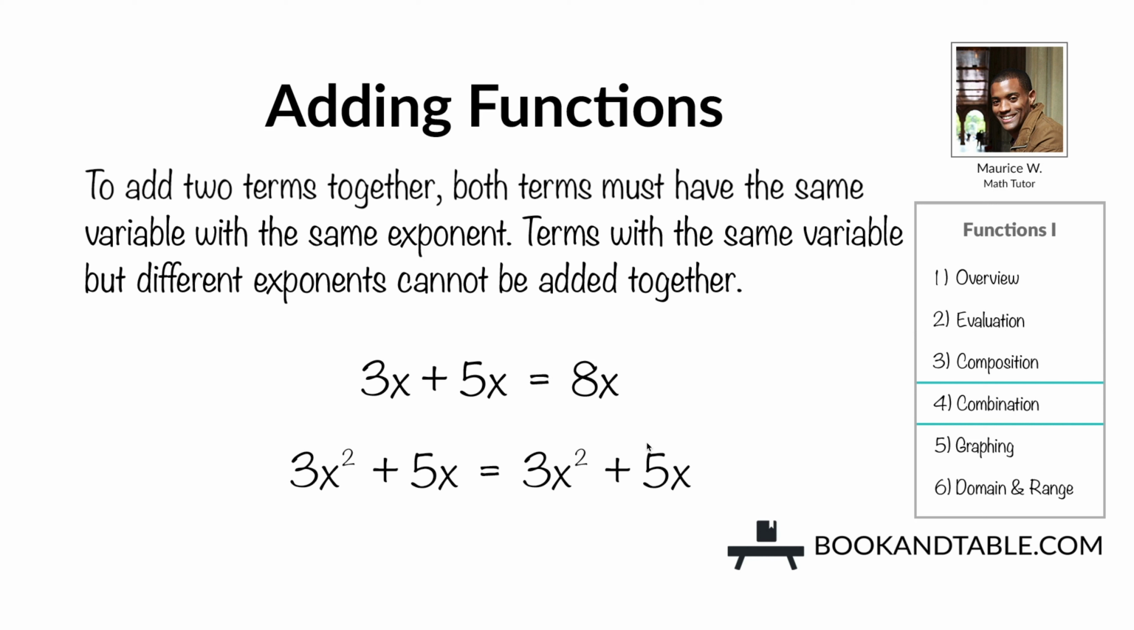To add two terms together, both terms must have the same variable with the same exponent. Terms with the same variable but different exponents cannot be added together. So for example, 3x plus 5x can be added together since the exponent for both x's is 1. So we can combine 3 and 5 to give us 8x. But for this example, x has an exponent of 2, and this x term has an exponent of 1. So these two terms cannot be combined together. So keep this in mind, as this is very important when we are adding functions together.